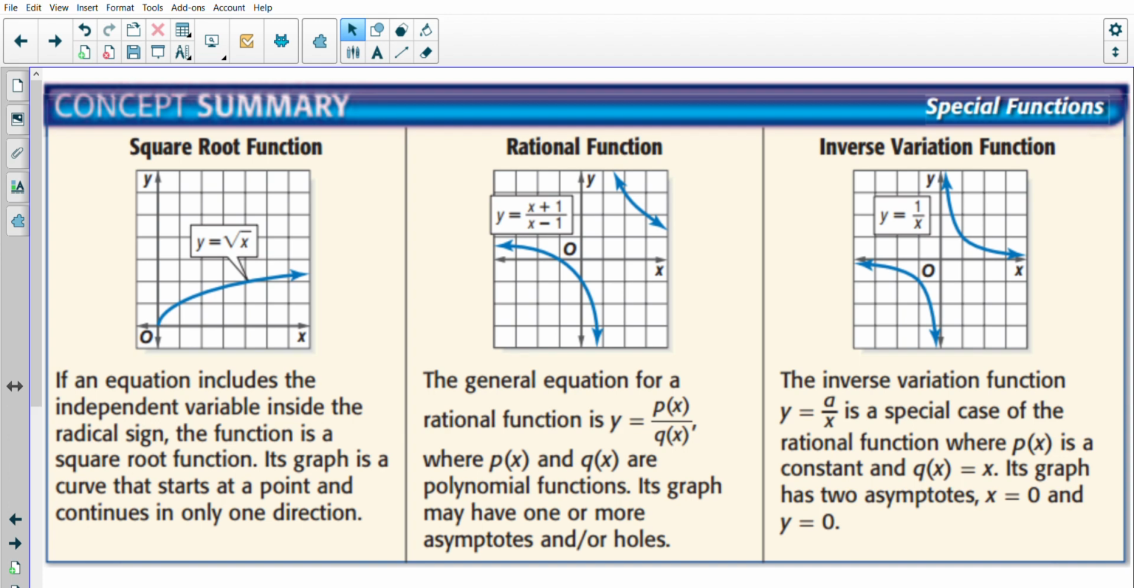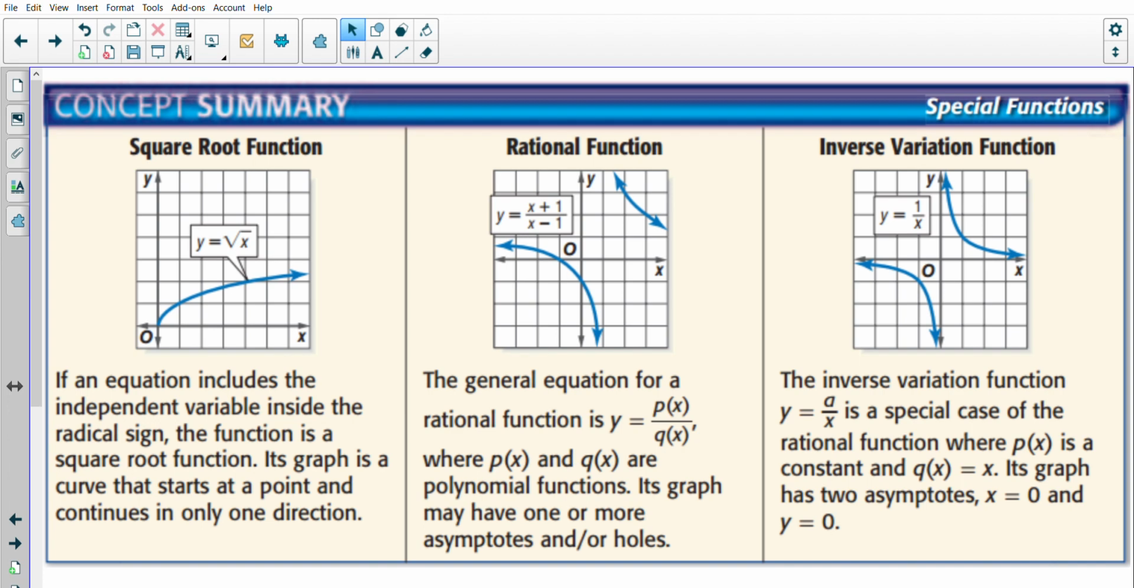That's the basic. Then we have the rational function, where it's a polynomial divided by a polynomial. So p of x divided by q of x. And we might have one or more asymptotes and/or holes. We've talked about that previously. And then we have the inverse variation functions. So it's y equals a over x, where p of x is a constant and q of x is equal to x.